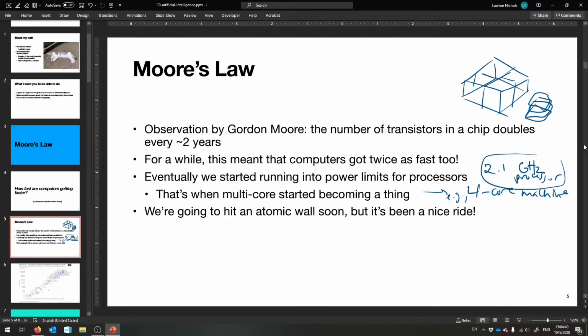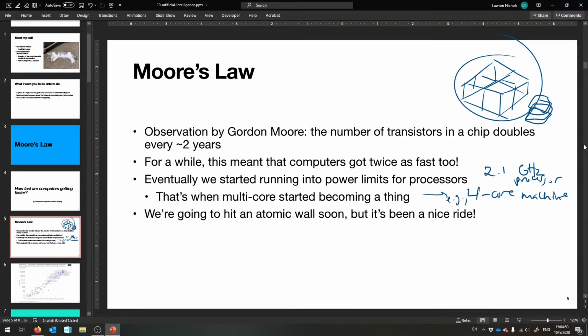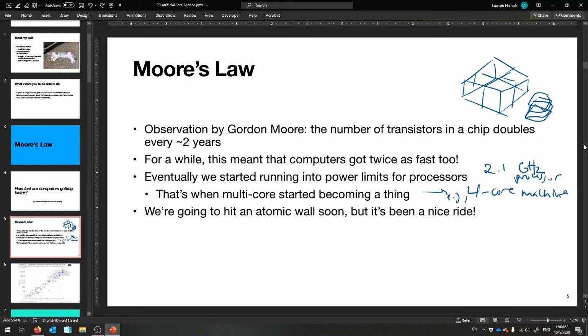Same was true in the early 2000s. So that didn't increase in speed for a while now. But the number of transistors still has, and the reason our computers are still slightly faster is because they can do more things at once with multi-core processors. Okay. The bad news is this cannot continue.